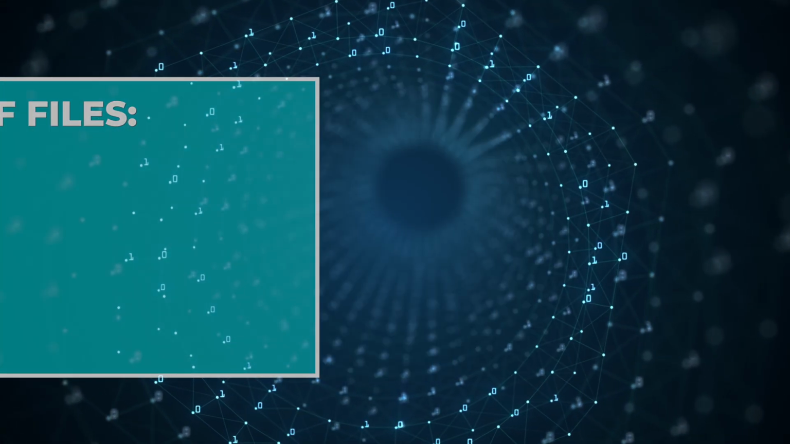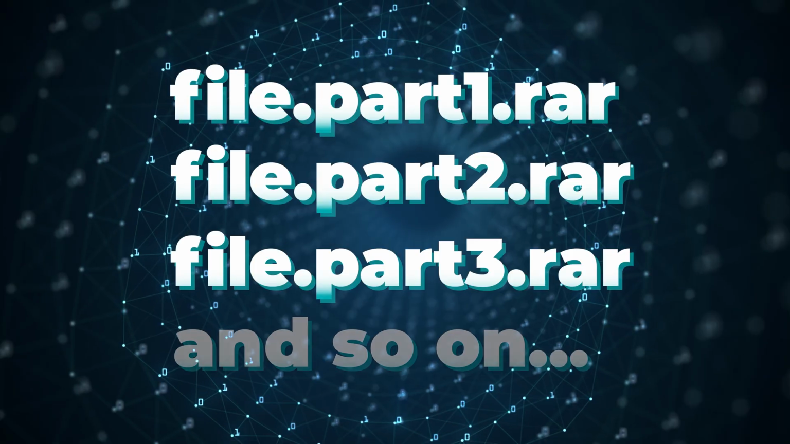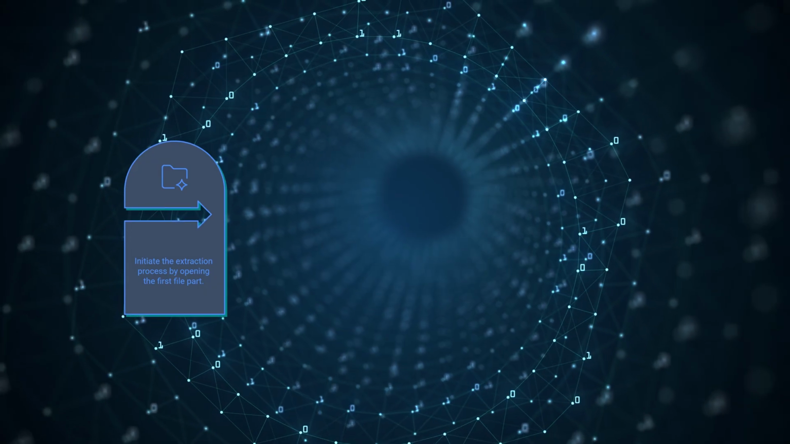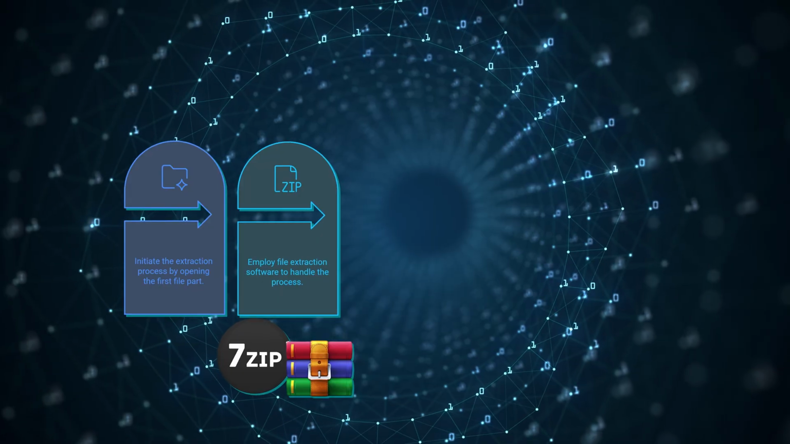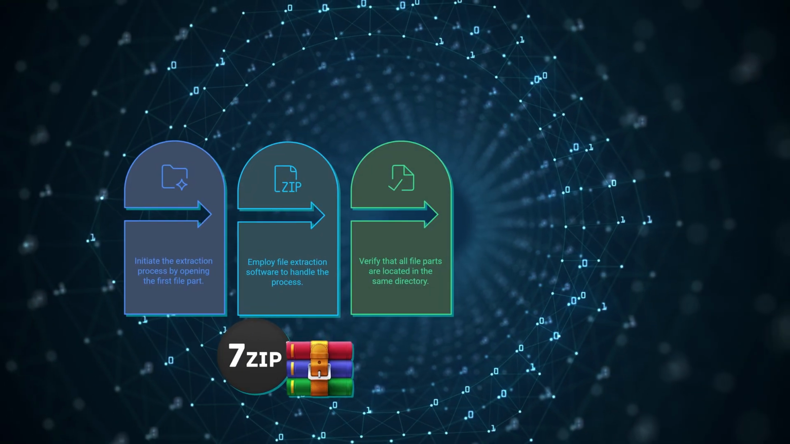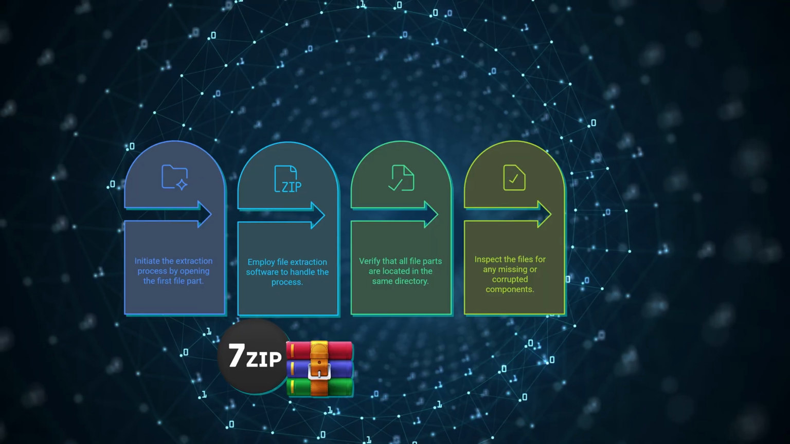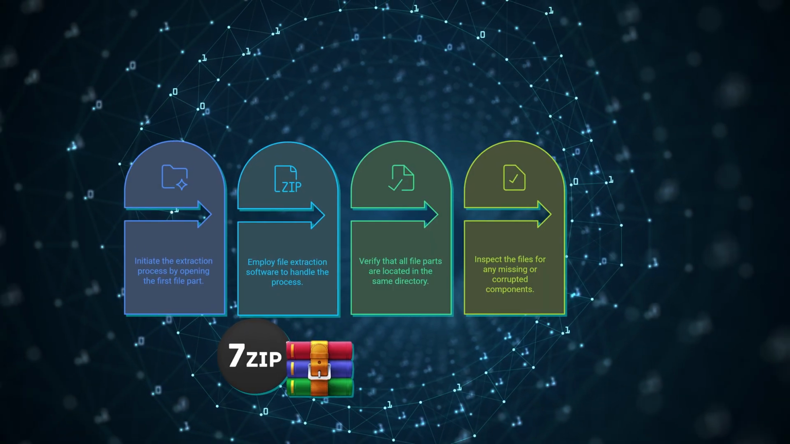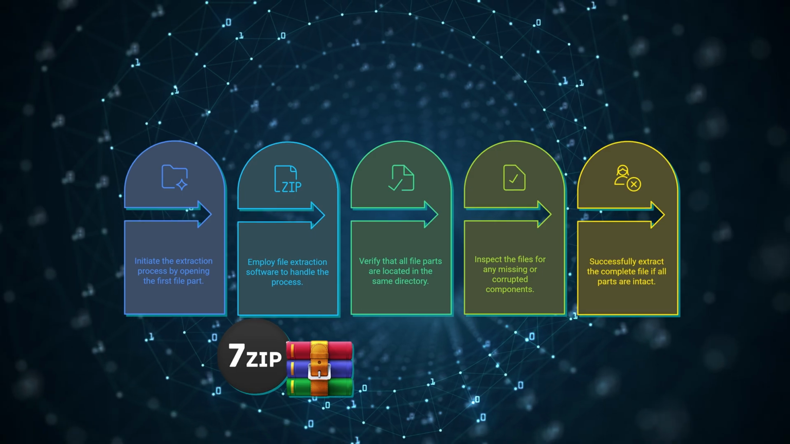If your download came in parts, like file.part1.rar, part 2, part 3, and so on, that's fine. You only need to open the first part. Use something like 7-zip or WinRAR, and it'll put the pieces back together. Just make sure they're all in the same folder. But here's the catch. If you're missing one part or one of them is broken, the whole thing might not open. So double check that you have all the files before you start.